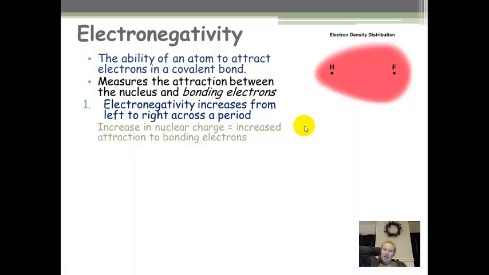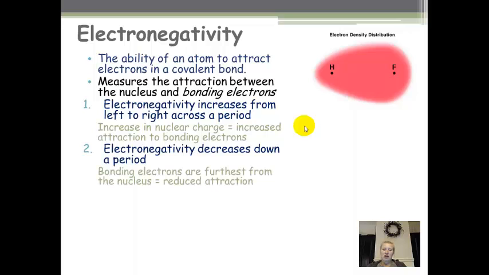So electronegativity increases from left to right across a period, because as you go across a period, your effective nuclear charge is increasing. And it decreases down a group, because as you get farther and farther away from the nucleus, your attraction is reduced.